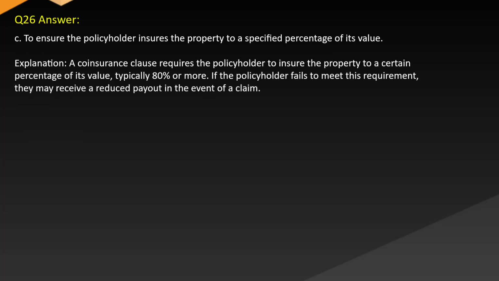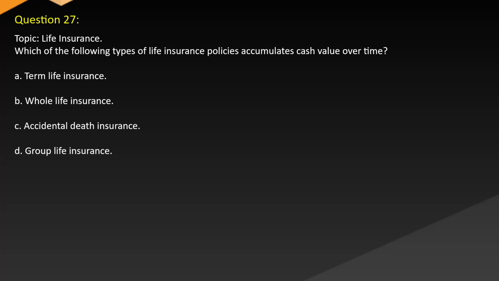Answer: C. To ensure the policyholder insures the property to a specified percentage of its value. Explanation: the coinsurance clause requires the policyholder to insure the property to a certain percentage of its value, typically 80% or more. If the policyholder fails to meet this requirement, they may receive a reduced payout in the event of a claim.